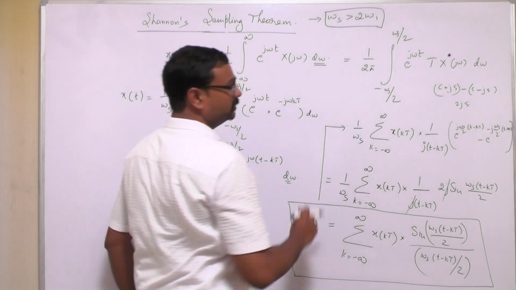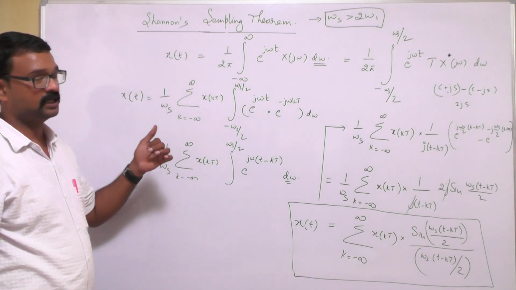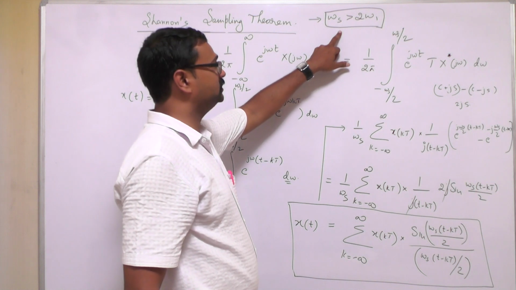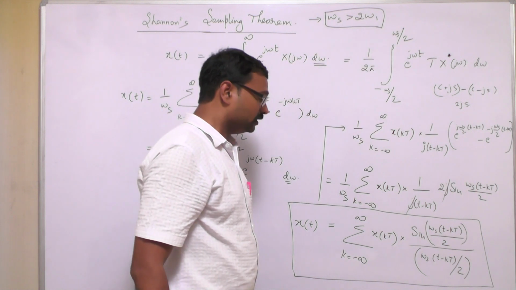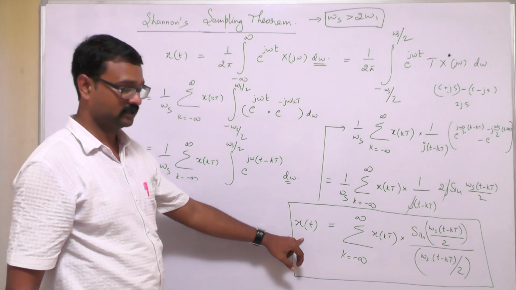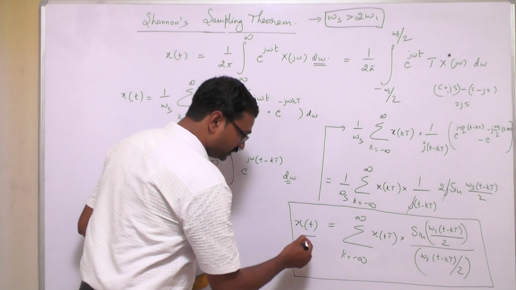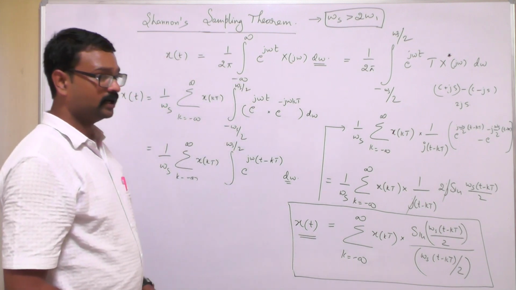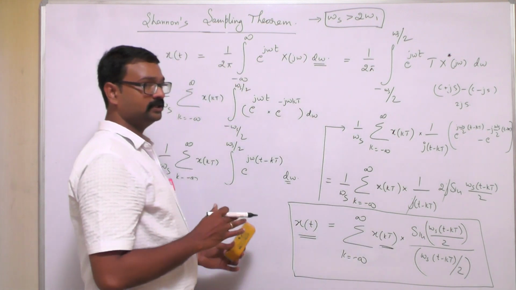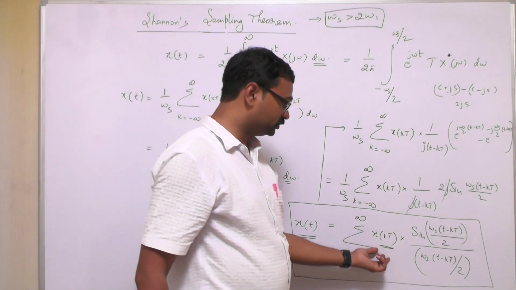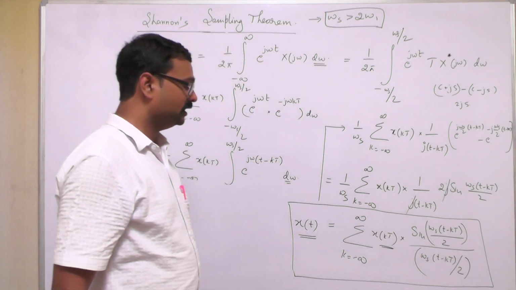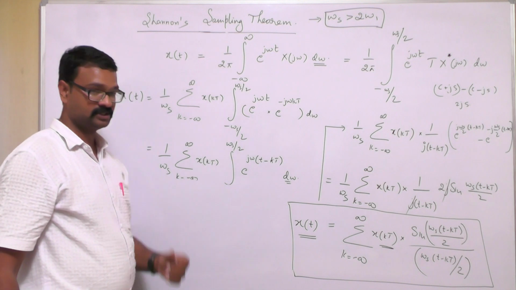This indicates that the sampling theorem holds good only when the sampling frequency is greater than 2 times the highest frequency component omega 1. Only then you are getting this function. And x of t is the reconstructed continuous time signal from x of kt. X of kt is the magnitude at various instants and sinusoidal terms you are having, and therefore you will be getting a continuous time signal here.